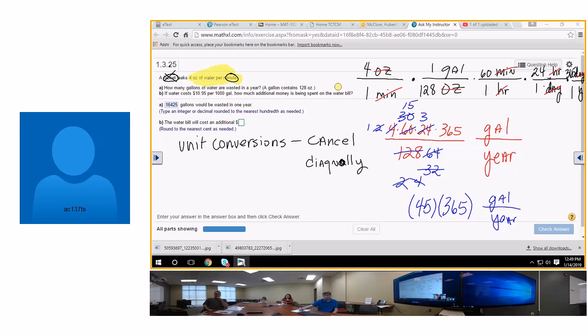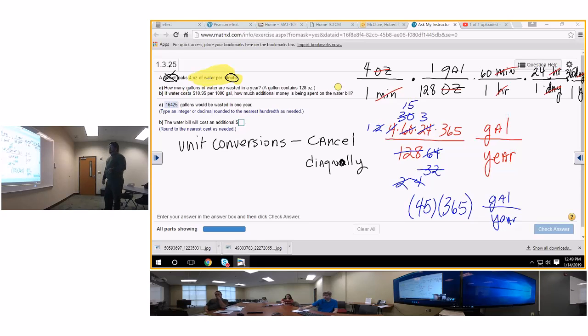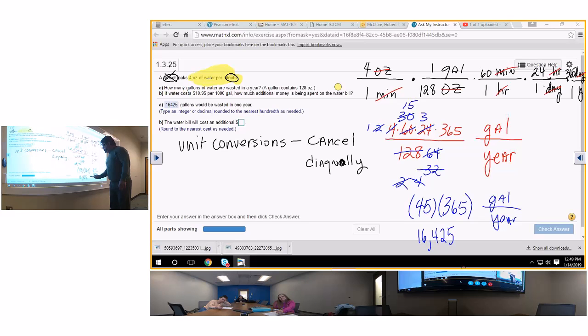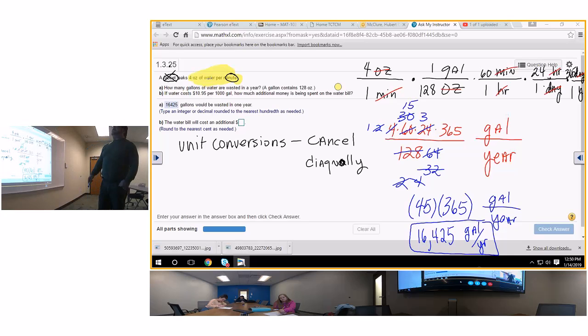Now, that's going to be hard to do without a calculator unless you're Rain Man. But you could do 365 times 10, and multiply that times 4, but just multiply that with a calculator. What do you get? 16,425. 16,425. Somebody check, make sure that's right. Gallons per year. That's A. So there's the answer right there. Now we've done A. A is done.